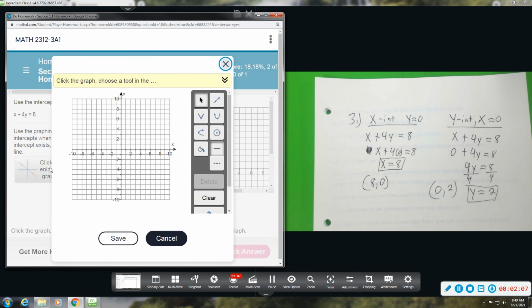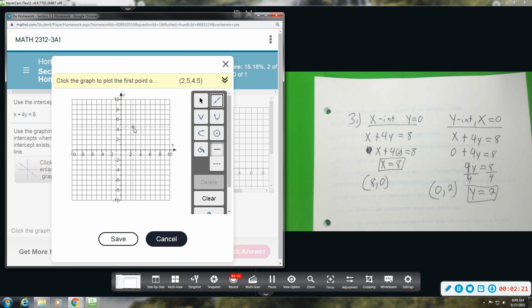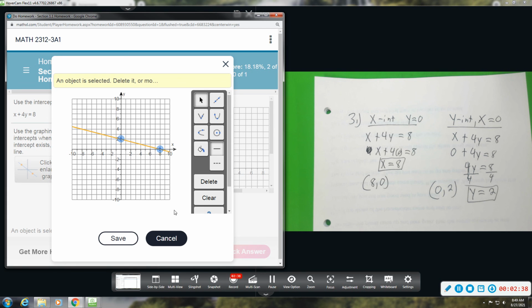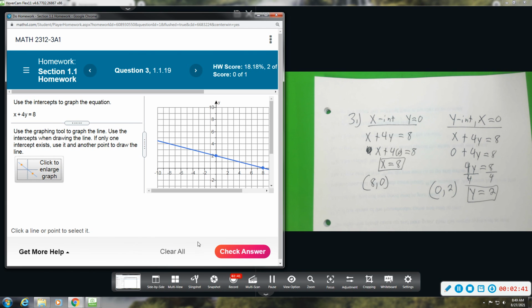If I click this graph, you need to know what type of graph you're going to be graphing. These are linear equations, so we're going to click Line, and then as you move your cursor around this graph, it's moving the ordered pairs, and you can see the ordered pair coordinates in the corner. We want to go to 8, 0. So I'm going to go right 8, stay on the line, plot it, and then I'm going to go to 0, 2. Then it makes the line, you click Save, and then Submit.